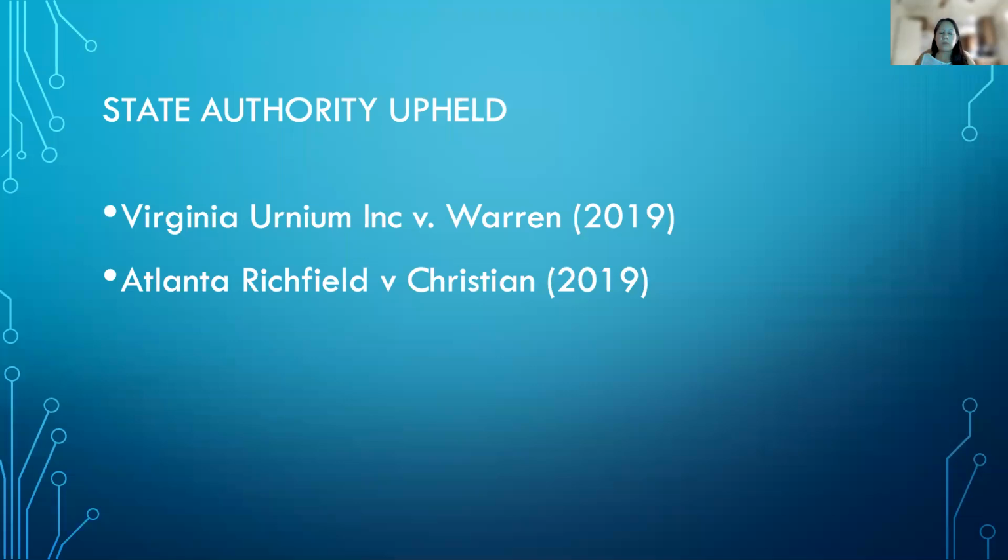Now the state authorities upheld: Virginia Uranium Inc. v. Warren, a 2019 decision, and also Atlantic Richfield v. Christian. The Virginia Uranium v. Warren decision ultimately found that the federal government does not regulate conventional uranium mining on private land, having long taken the position that its authority begins at the mill rather than at the mine. As a result, the decision found that the federal government did not have the ability to regulate whether or not Virginia would allow uranium mining.